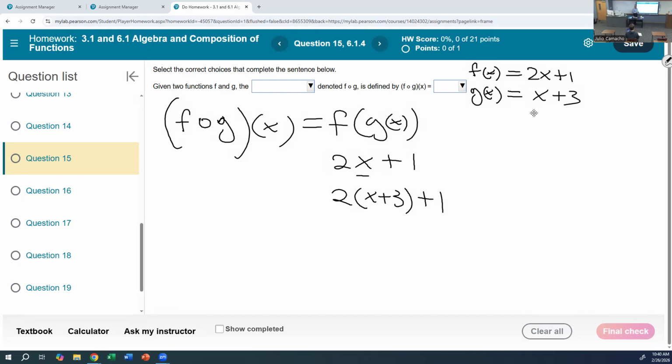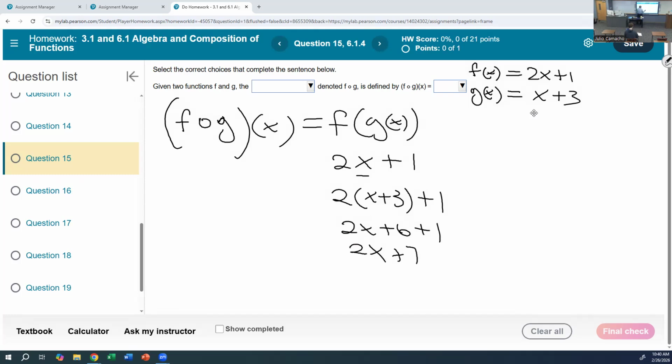That's what that circle means? Exactly. And we'll do both, okay? And then you have to multiply. 2 times x is 2x. 2 times 3, 6. Plus 1. Sorry, let me do it again. It will be 2x plus 6 plus 1. The final answer will be what? 2x, 6 plus 1, so plus 7. That is your final answer.